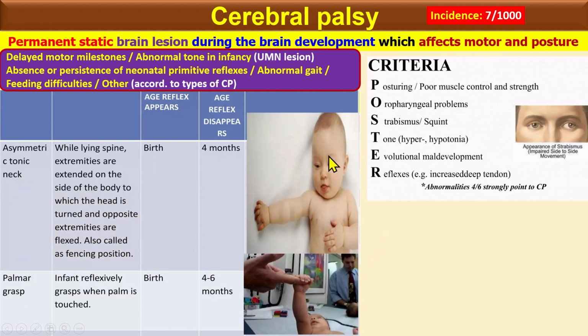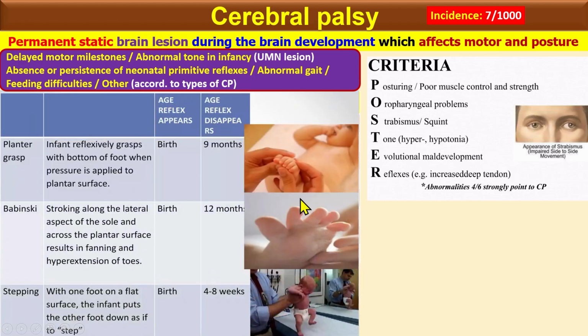Asymmetric tonic neck: when the child turns his head to one side, the limbs on the same side also extend, but the limbs on the other side flex. And in the palmar grasp, when you give a finger or something in front of his hand, he tries to grasp. So this is palmar grasp, and this is the plantar grasp. I mean, when you put pressure over the bottom of the foot, he tries to grasp. And the Babinski sign is also positive.